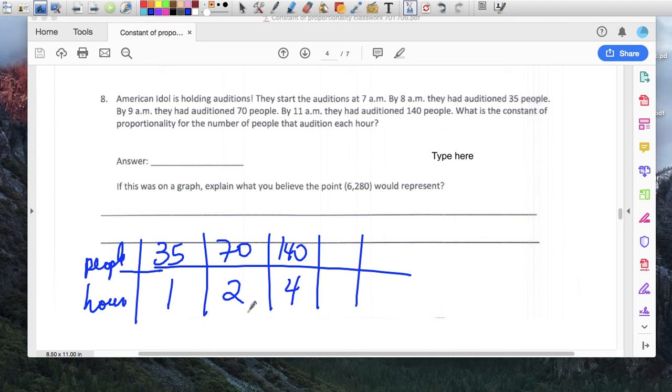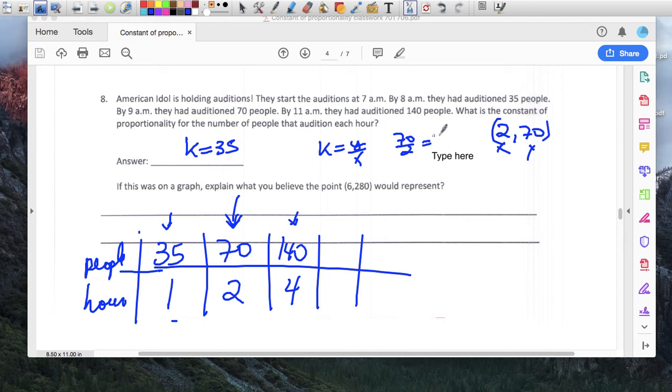So that's my table. What is the constant of proportionality? Pick any of these points, and obviously you can pick the one that has a 1 at the bottom, which is your unit rate. Your unit rate is 35 people per hour. And if you know your unit rate, you know your K, and the K is 35. But if you wanted to do it, K equals Y over X, and you picked this one, for example, that would be 2 comma 70, your X value, your Y value, and you would put 70 divided by 2, and you would get 35. So the constant of proportionality is 35.